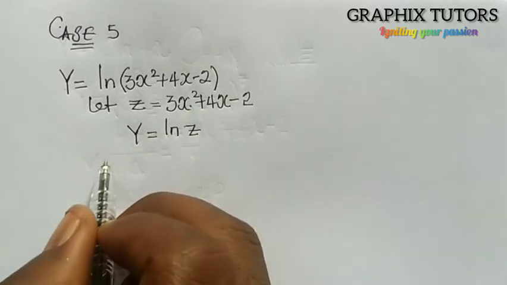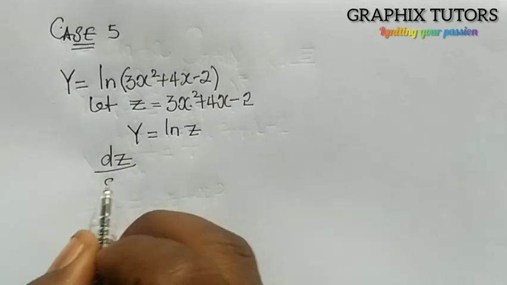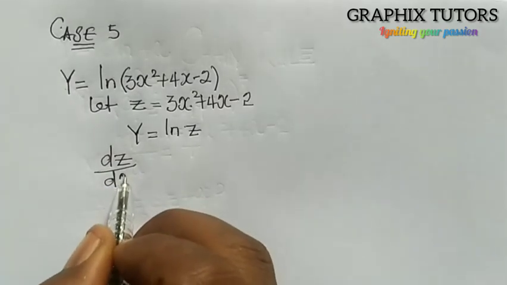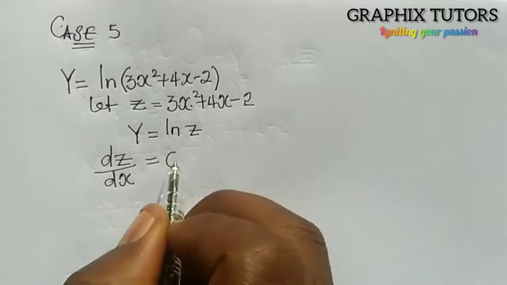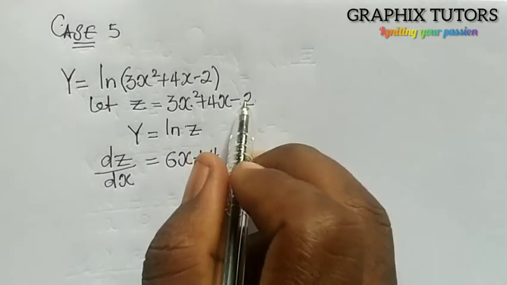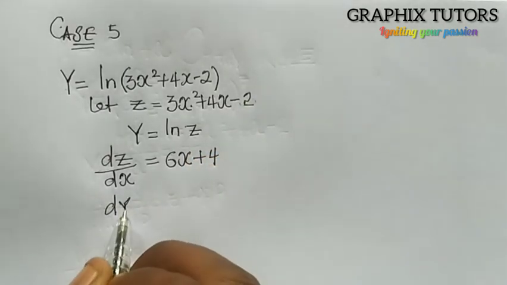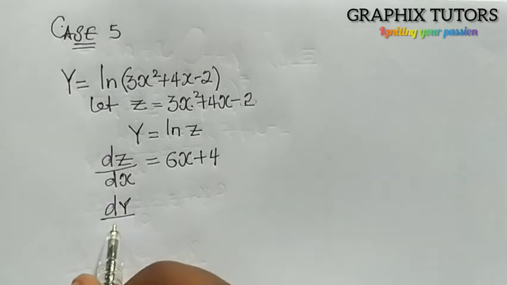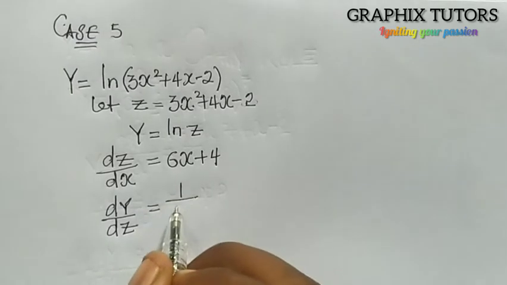Now if you differentiate this z with respect to x, I will say that my dz all over dx, this will give me 6x plus 4. This is a constant. And dy all over dz is going to give me 1 over z.